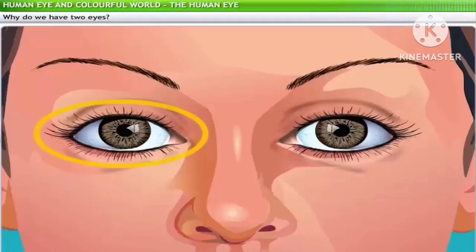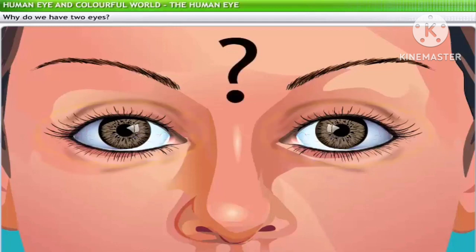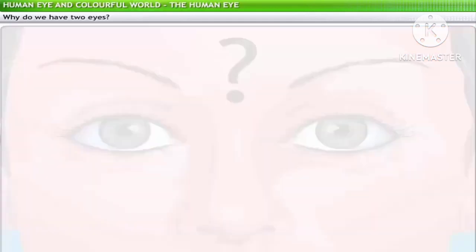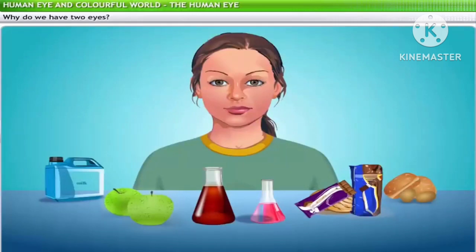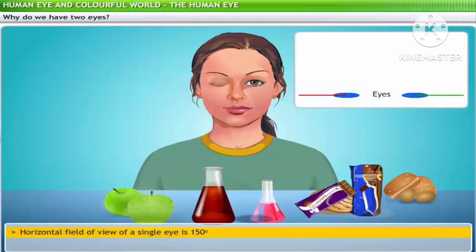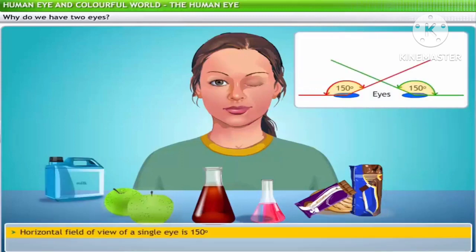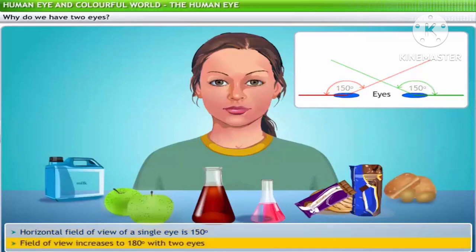Considering what a single eye can achieve, don't you wonder why we need two eyes? Wouldn't one eye be enough to see all that we want to? Well, here are some interesting facts about your eyes. The horizontal field of view for a single eye is 150 degrees. To provide a wider field of view, say 180 degrees, you need to see with both your eyes.